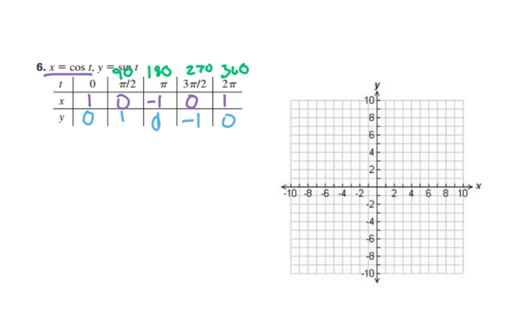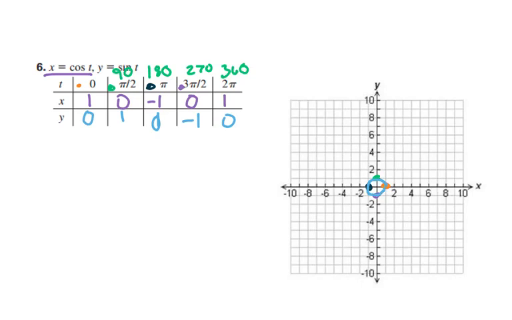Okay, so we're going to go ahead and graph our first dot at time 0, so that's going to be over at 1, up nothing, so that's time 0. Then we've got time pi over 2, so that's over nothing up 1, so that's here. The next one is going to be at -1, 0. After that we go to over nothing down 1, and then back to the beginning again. So what that means is that we actually end up kind of in this circle.